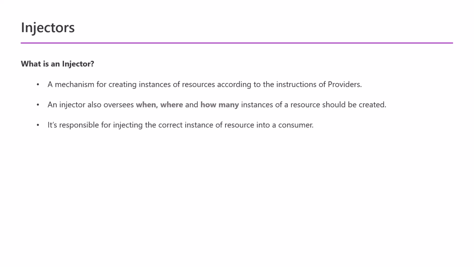Injectors really do the heavy lifting of dependency injection because they're responsible for actually creating the instances of resources, and they create those instances as per the instructions of the providers. Injectors also oversee when, where, and how many instances of a resource should be created. An injector is also responsible for injecting the correct instance of a resource into a consumer.